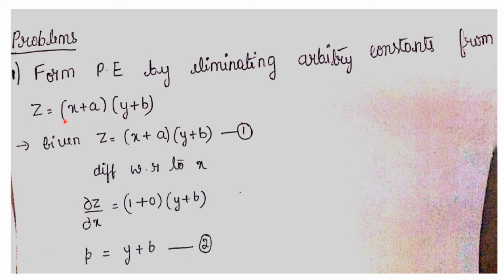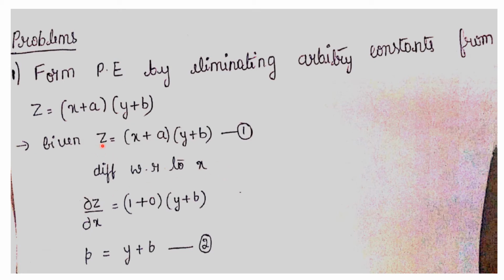Let us write whatever is given in the question first. Given z = (x + a)(y + b). Let me name this as equation 1. According to the procedure, what is step 1? We need to differentiate equation 1 partially with respect to x.